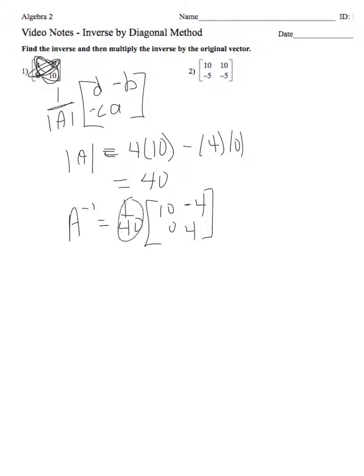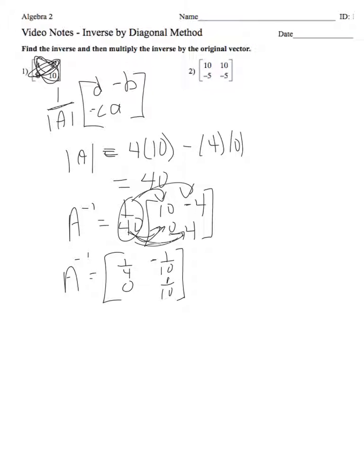If we multiply this scalar in there, which you don't have to do all the time, but sometimes we do, the A inverse: 10 times 1/40 is 10/40, so 1/4. Then negative 4 times 1/40 is negative 4/40, so negative 1/10. 1/40 times 0 is still 0, and 1/40 times 4 is 4/40, so positive 1/10. Okay, so that's really what it is. You could have answered it like this, or you could go ahead and multiply it in.